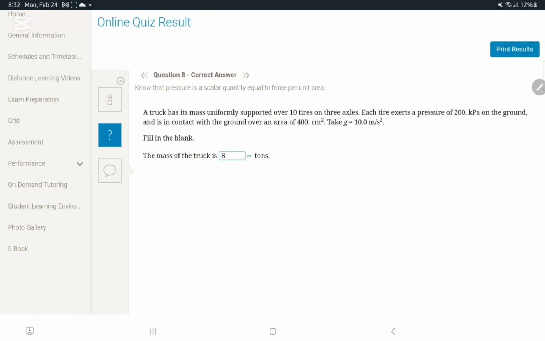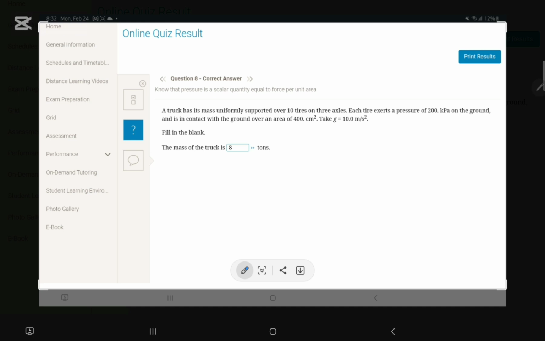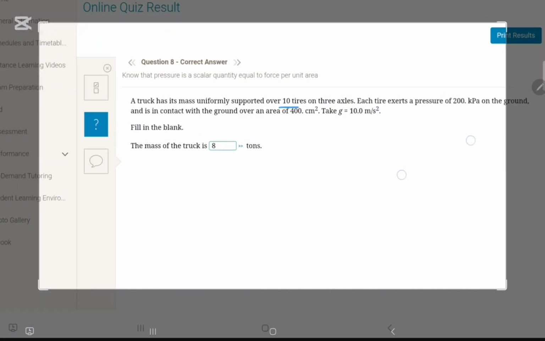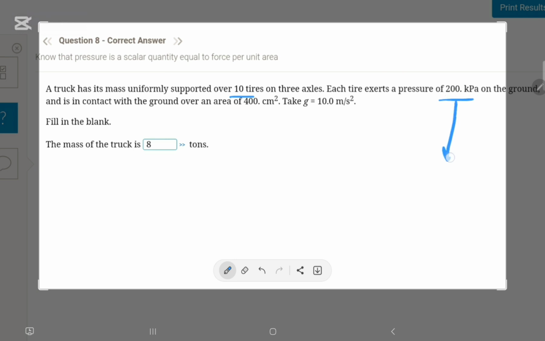Okay. Now, for this one, it's a bit more complicated. We have more information and we have more stuff. So we have 10 tires in a truck, and every single tire exerts this pressure, and every single tire has this area. So a technique we can do is calculate the force exerted by one tire, and then we multiply that force by 10, since we have 10 total tires.